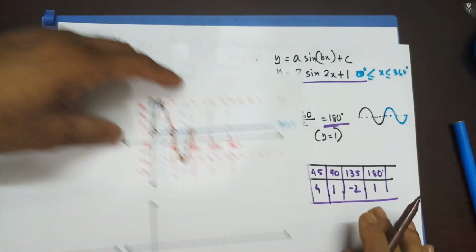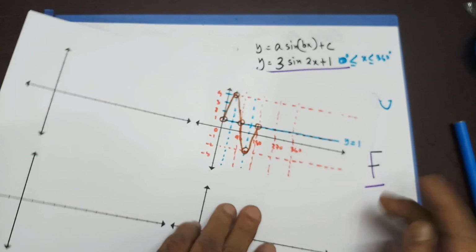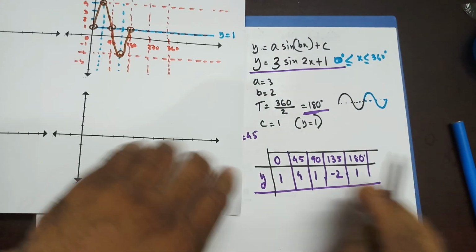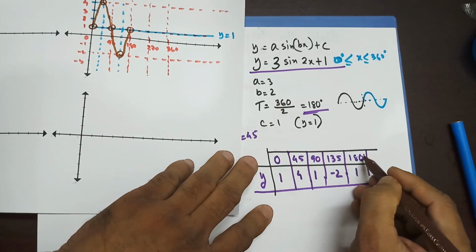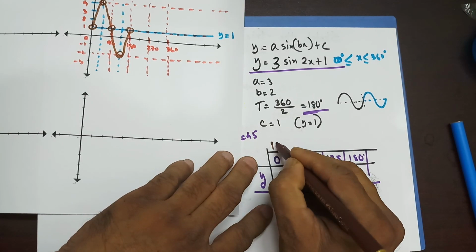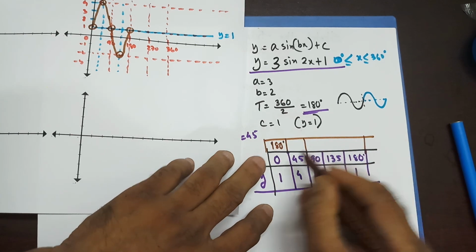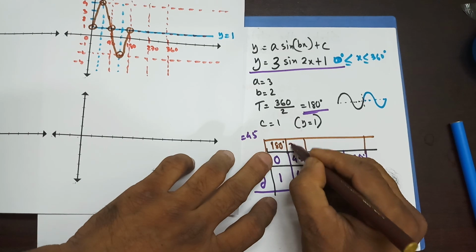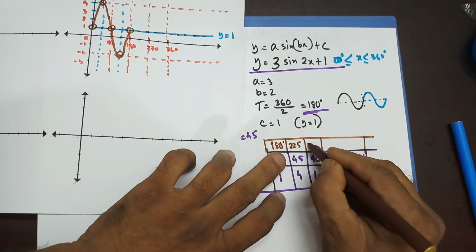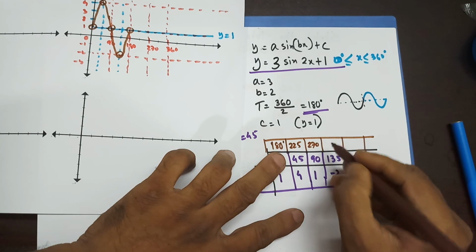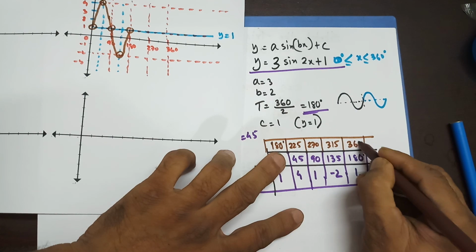Now I'm going to draw another cycle. I don't need to put these values anymore because when my graph ends at 180, the next cycle will start from the same point, 180. So I'm going to put this important point over here, 180. And remember, I'm adding 45. So 180 plus 45 is 225, 225 plus 45 is 270, 270 plus 45 is 315, and 315 plus 45 is 360.